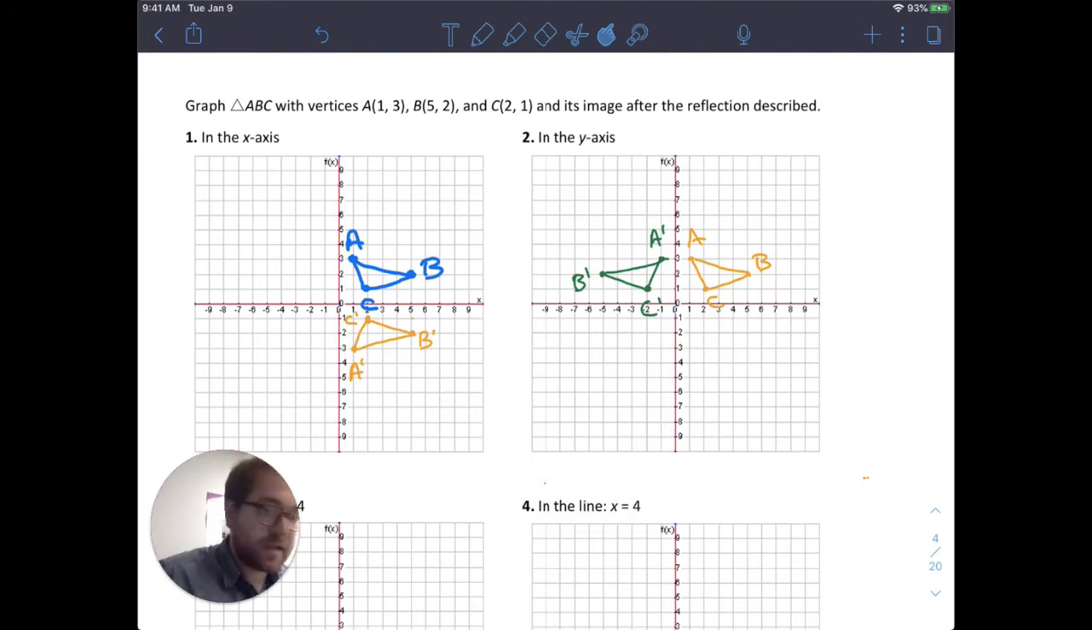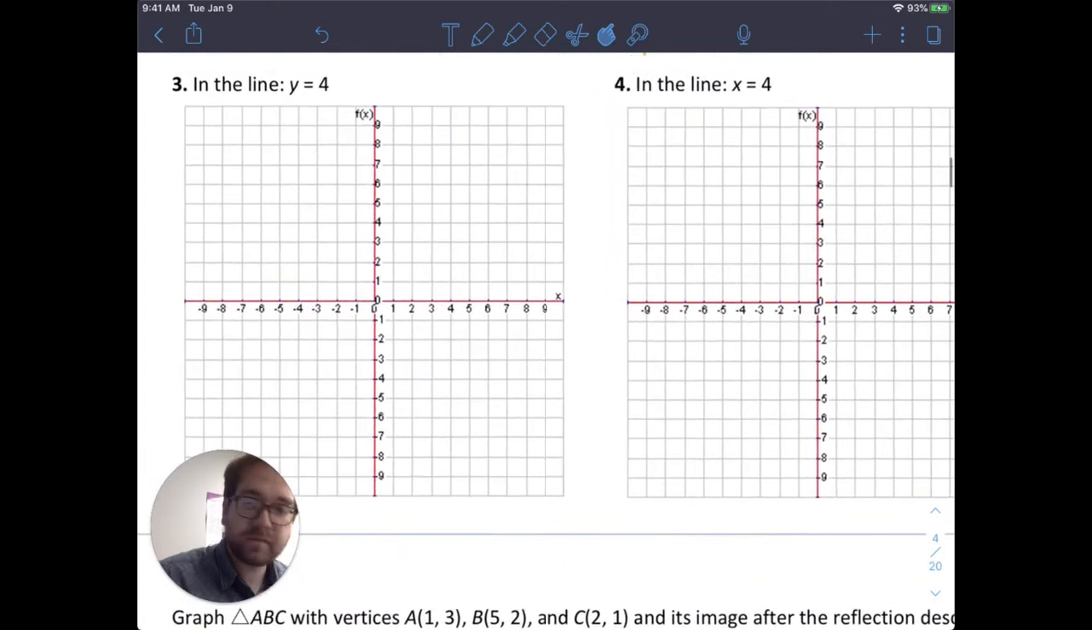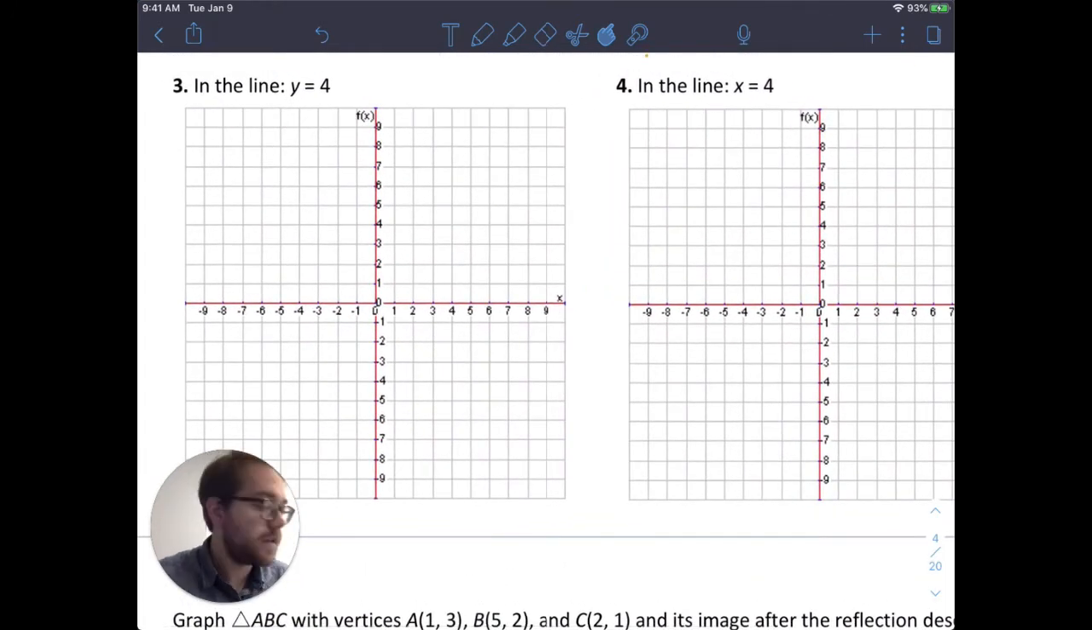Let's look at another one, example 3. We have the same triangle. A is at 1,3. B is at 5,2. C is at 2,1.